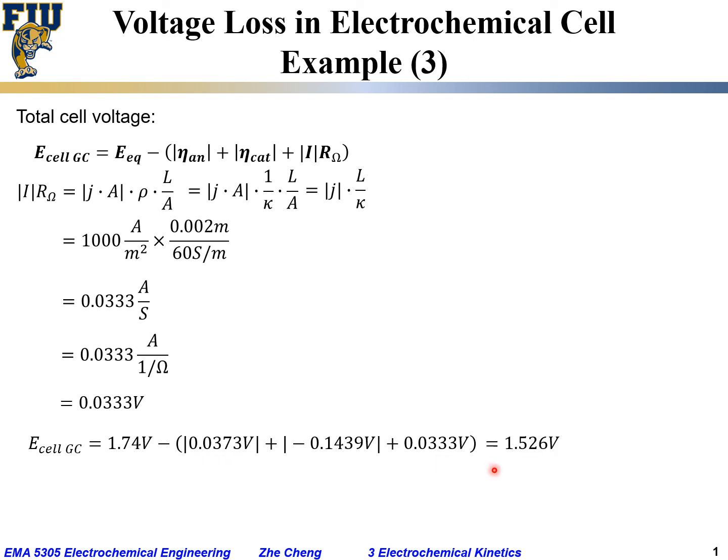And in the end, the cell potential for this galvanic cell between zinc hydroxide and the nickel oxide hydroxide and nickel hydroxide is 1.526 volt under the specified galvanic cell current of 1000 amp per meter square. Okay, so we got the cell potential for the current density that we want.